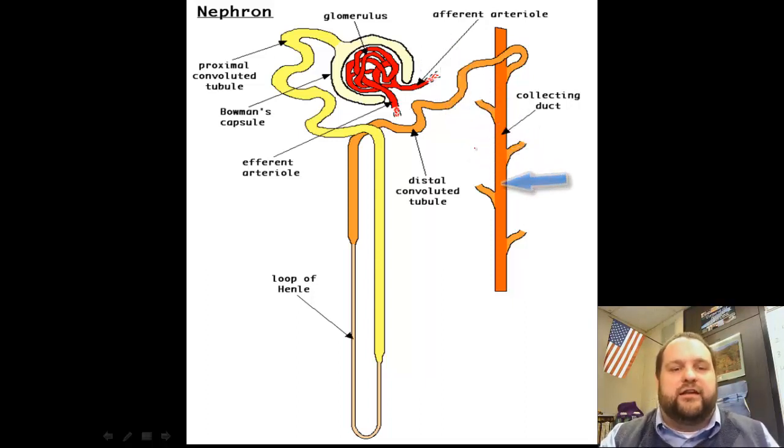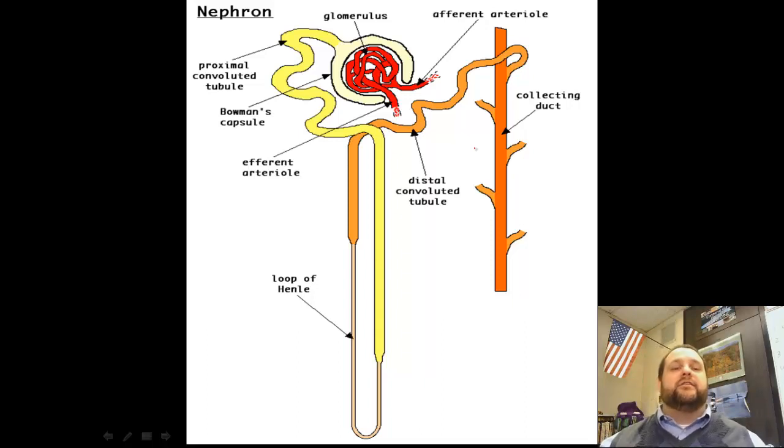So those are the parts you need to know. You need to know the afferent and efferent arterioles, the glomerulus, the Bowman's capsule, the proximal convoluted tubule, the loop of Henle, the distal convoluted tubule, and the collecting duct. Those are the parts of the nephron.